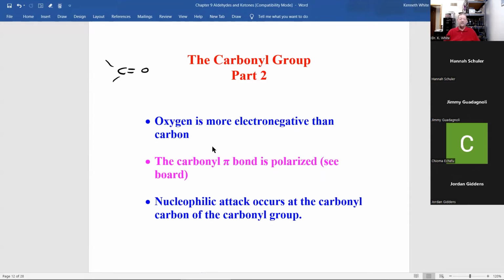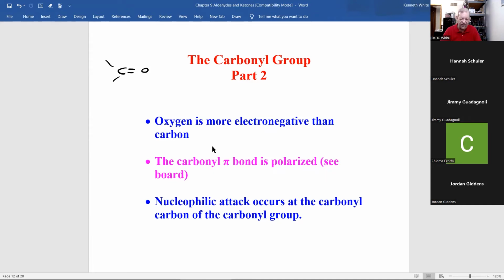Now, it turns out, and for this slide, the switch is in the off position, but this is good background information to help you understand what I'm going to talk about when I click. Now, oxygen is more electronegative than carbon. What does that mean? That means we're sharing electrons in that double bond, but I'm stronger than you, oxygen says. Let's share them closer to me.